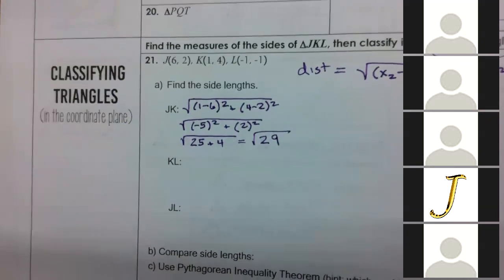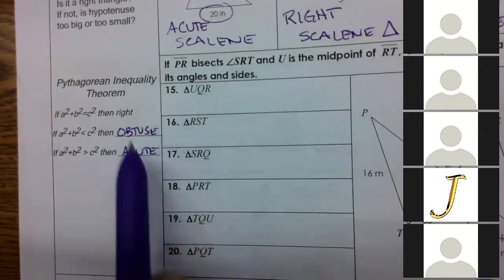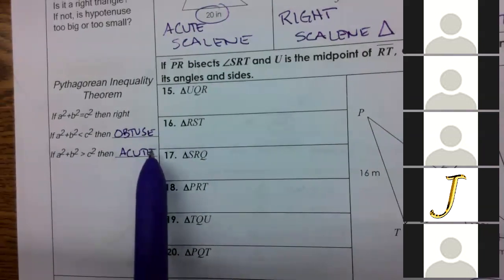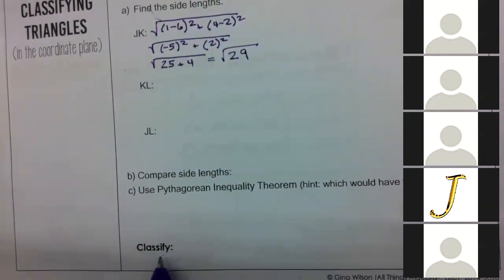And then to determine whether it's acute, obtuse, or right, we do what we just did up here. We'd try the Pythagorean theorem. The square of the 2 smaller ones should equal the square of the biggest one. If it doesn't, see whether that hypotenuse is too big or too small, and use that to classify. Again, this video is being recorded, so if you want to come back and watch that again, you can.